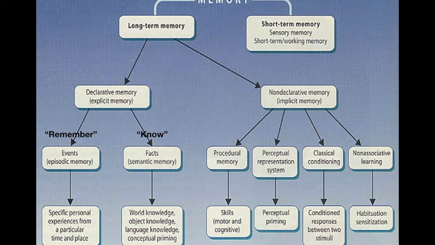Now let's take a look at the structure of memory. First, we'll focus on the declarative memory. This is also known as the explicit memory because this consists of the knowledge and memories we have conscious access to, including personal and world knowledge. Explicit memory consists of events or episodic memory and facts or semantic memory.